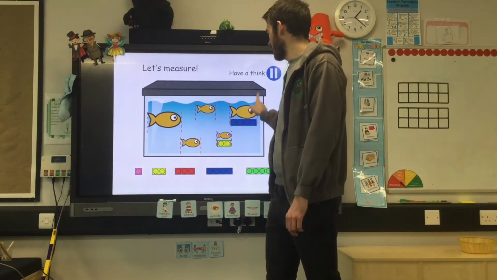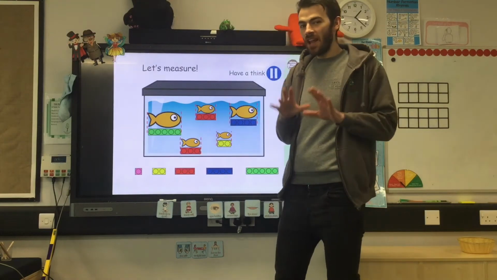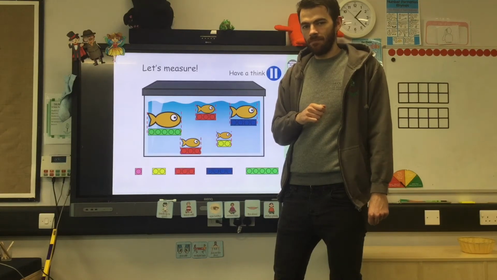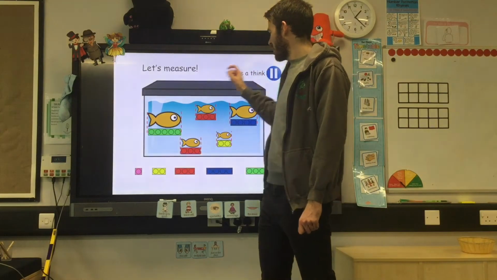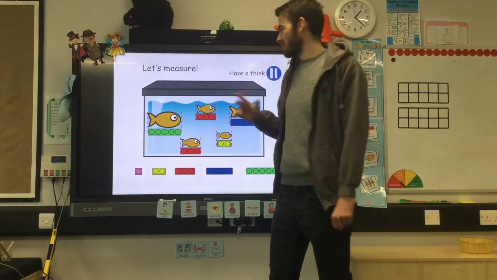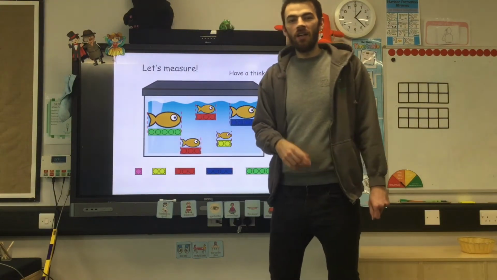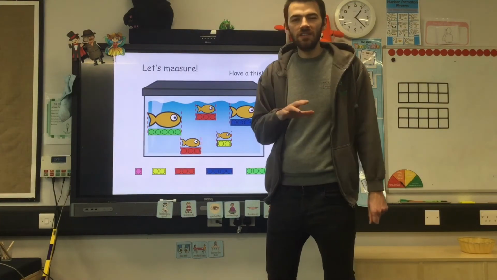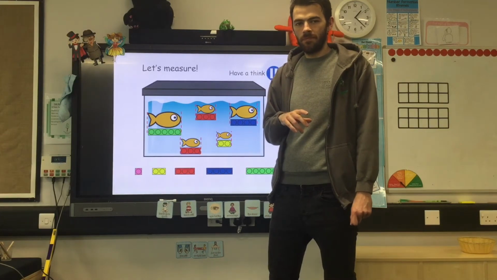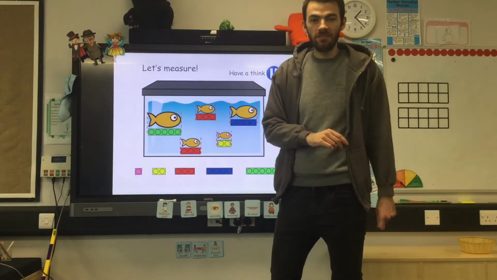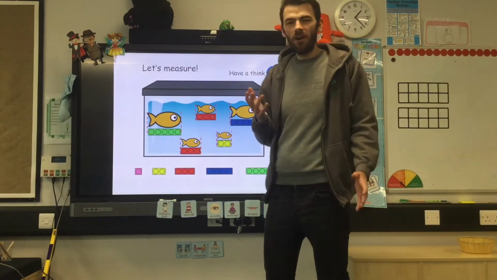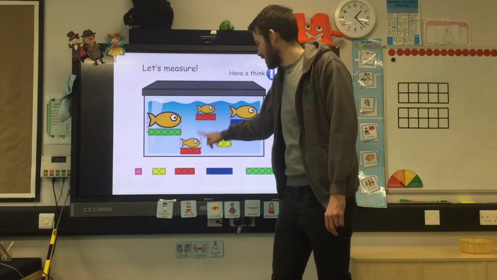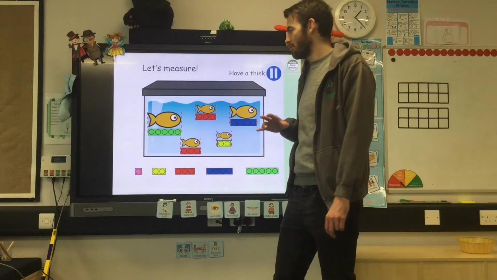Now what I'm going to do is show you the rest, and I would like you to point at the longest fish. Okay, so we can see that this is the longest fish, and that's because it is 5 cubes long. The longest fish is 5 cubes long. Which is the shortest fish? So we can see the shortest fish is 2 cubes long. Are there any that are the same? So we can see that these two are the same because they are both 3 cubes long.